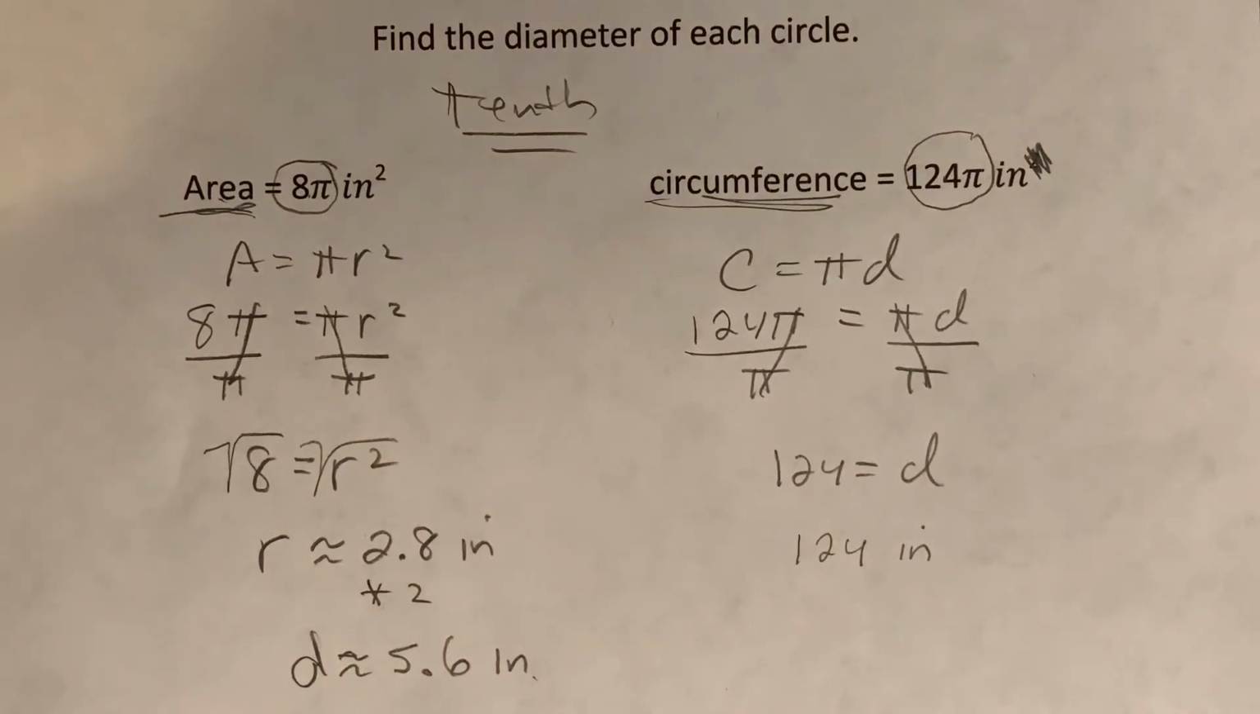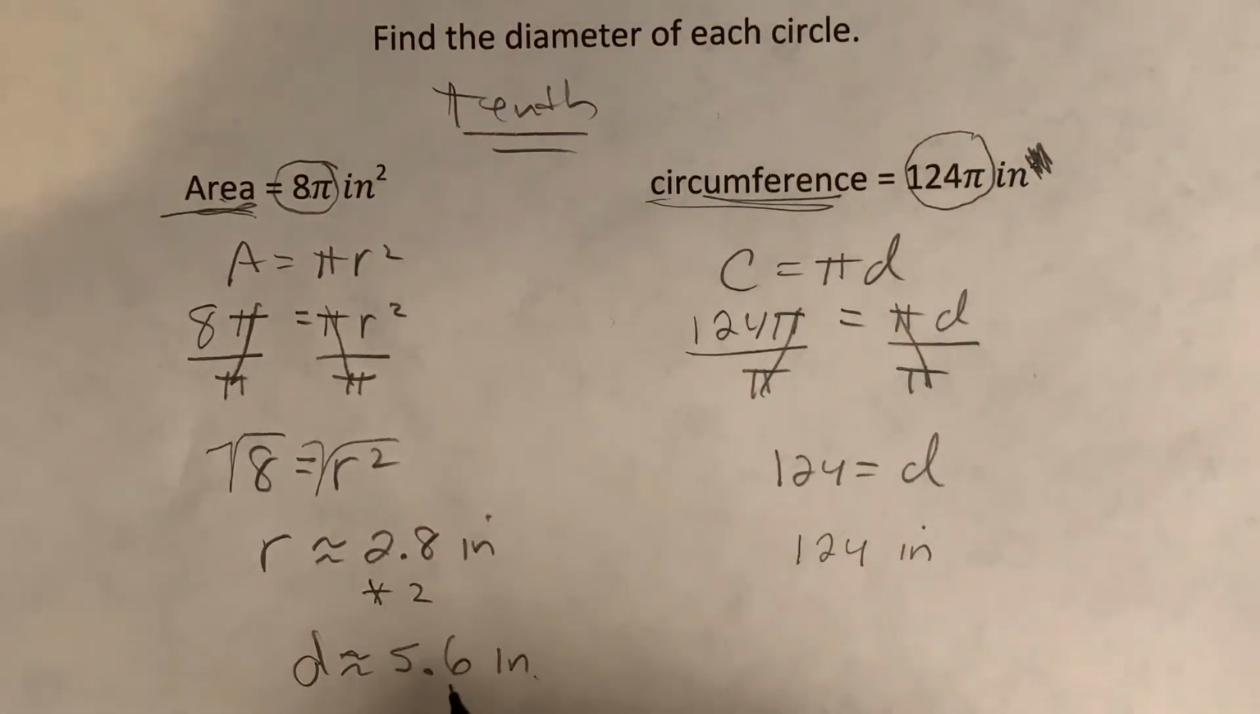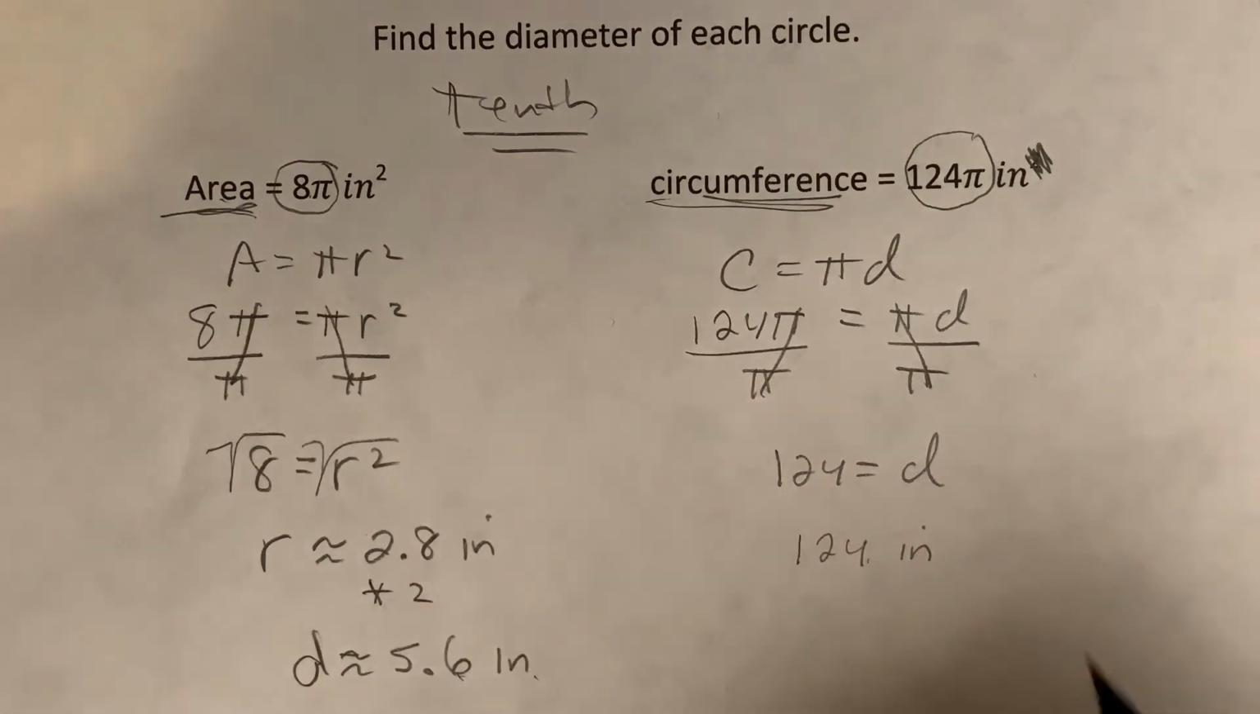And it's actually not about 124. It's exactly 124 because we cancel out the pi's as pi, not as a value of pi, which was done in the original problem without knowing. So again, here we got to estimate that. We would round this one. So this one, the diameter is 124.